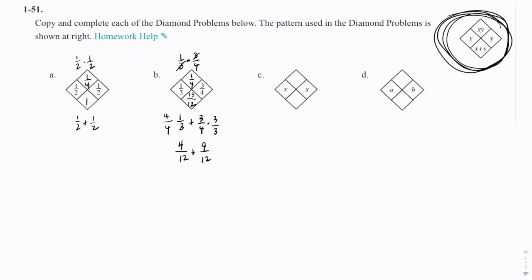Okay, for C, the bottom is x plus x, that's 2x. And the top is x times x, which is x squared. And for D, the bottom is a plus b. I can't do anything with that. That's just going to be left as a plus b. And the top is a times b, which we write as ab without the multiplication symbol.